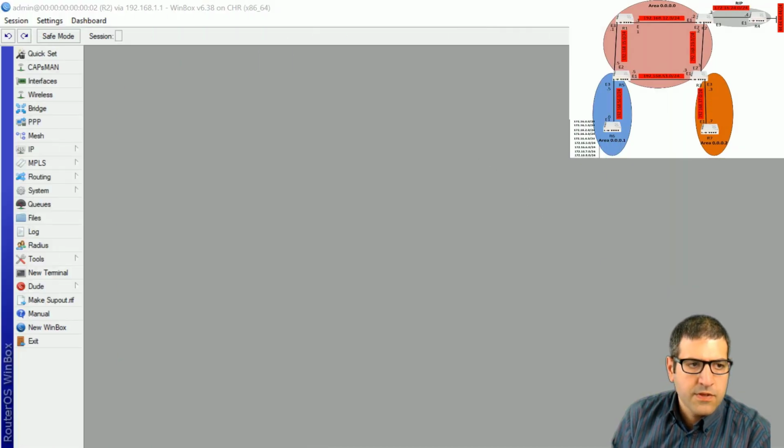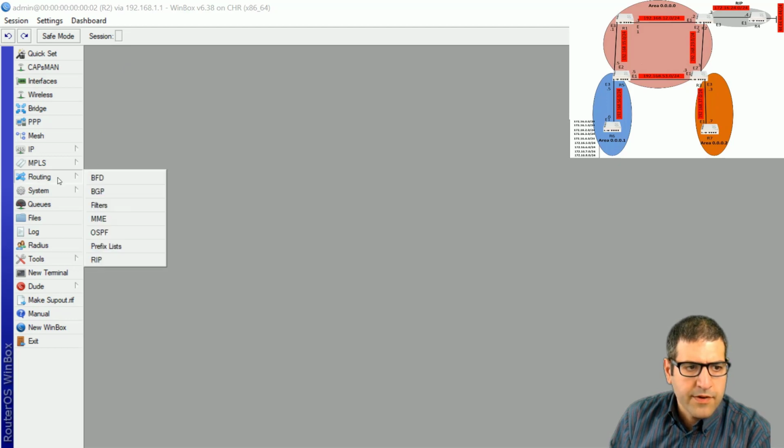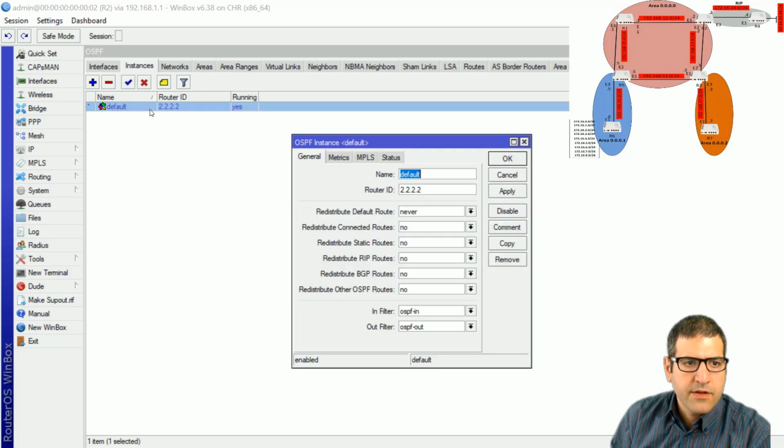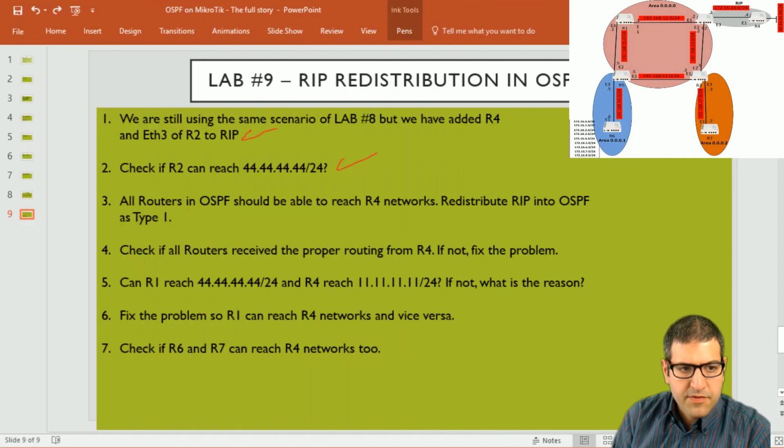We go to router 2, and from here I have to go to routing and to OSPF. Then from here we look at RIP. So redistribute RIP routes, and again they ask us to have it as type 1 or as type 2. Remember, type 1 will add the cost, type 2 will not add the cost. The question was to add them as type 1, so I will say okay. So point number 3 is done.